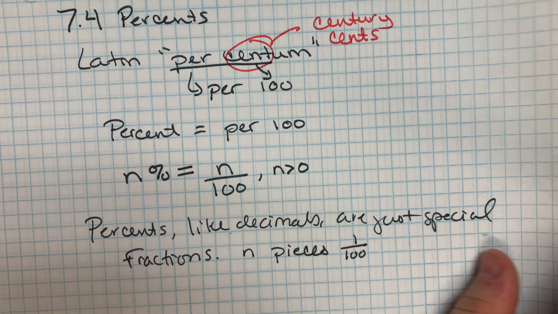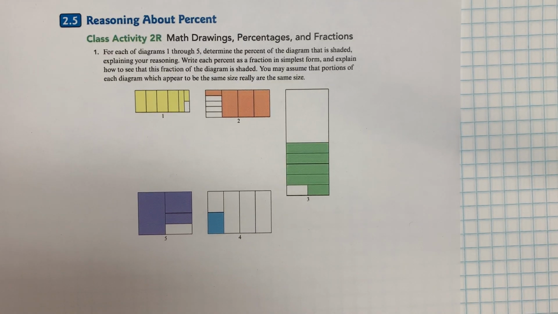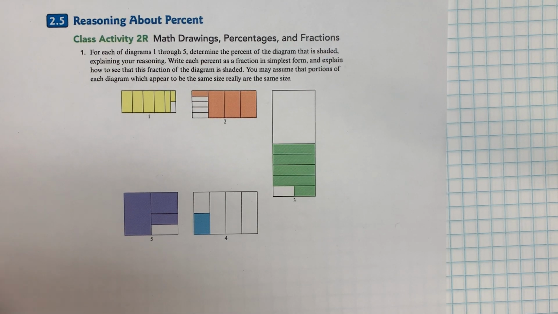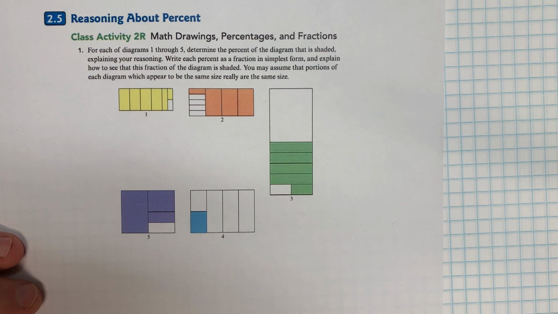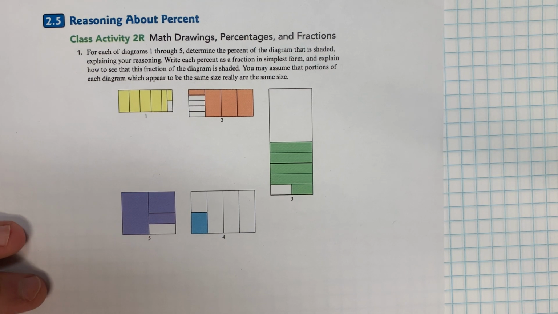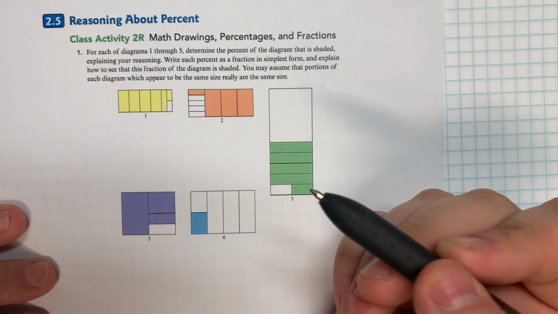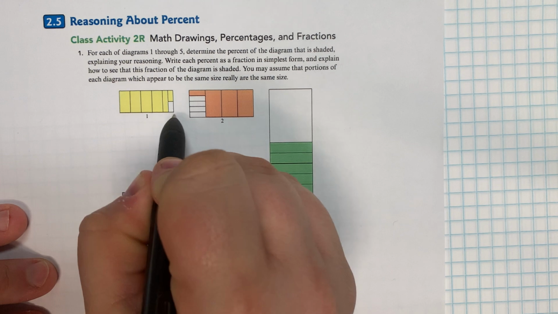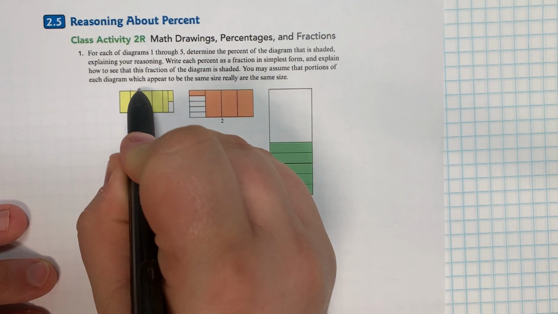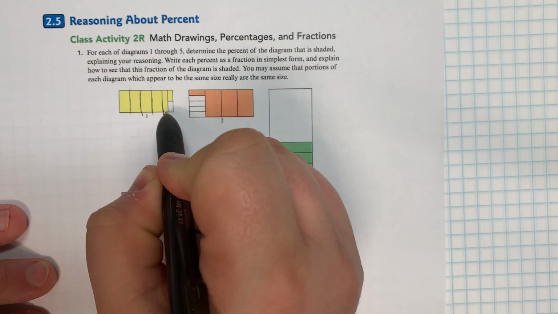And so, just like we talked about our concept of fractions, we can think about using math drawings to think about percents. And so here it says for each of the diagrams 1 through 5, determine the percent of the diagram that's shaded and explain your reasoning. And it says to write your fraction in simplest form and then convert that to a decimal. And so I won't work through all of these, but suppose here we have our first image where it looks like it's cut into 1, 2, 3, 4, 5 equal pieces.